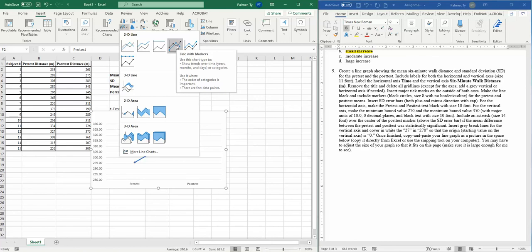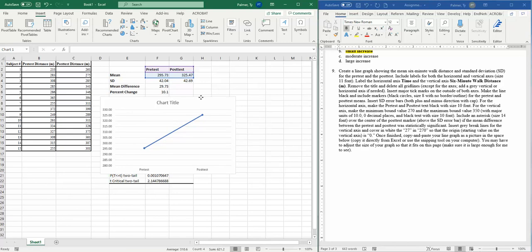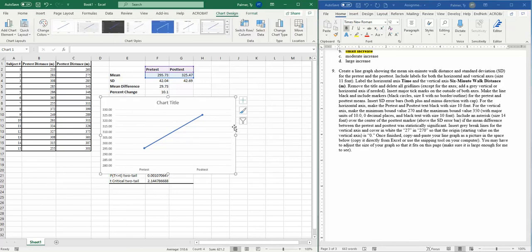So click on this one, line with markers. And then there we go. There's our line graph. Now, obviously, we're not quite done yet. In order to make a high-quality graph, we need to follow these steps here. So let's do that. It says include labels for both the horizontal and vertical axes, size 11 font. Label the horizontal axis time and the vertical axis 6-minute walk distance in meters. So let's go ahead and do that.